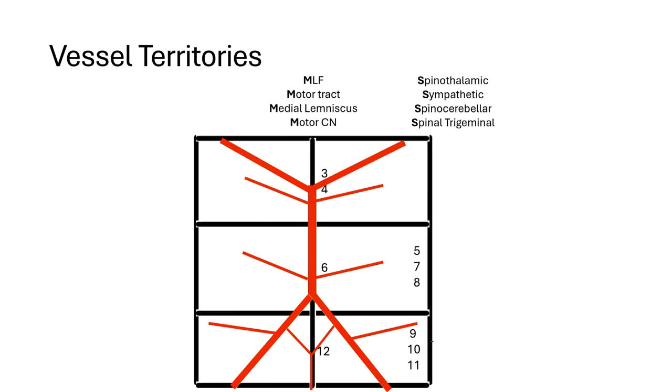Let's start with the midbrain. The midbrain is primarily supplied entirely, both medially and laterally, by this large artery right here, known as the PCA, the posterior cerebral artery. The pons, as we can see, we have a large artery going right over the medial aspect here. This is known as the basilar artery. The basilar artery supplies the medial pons.